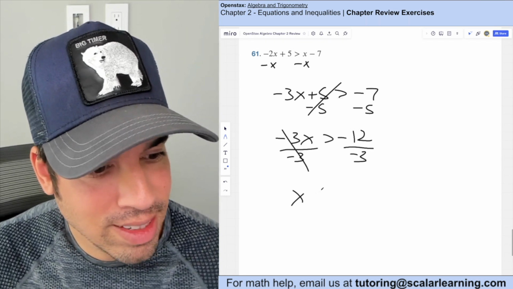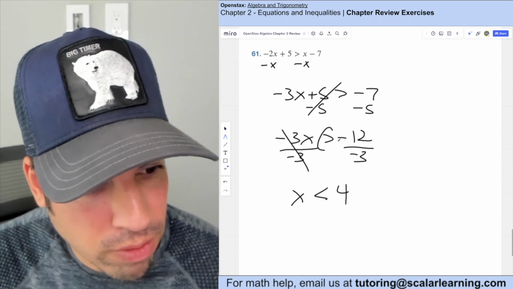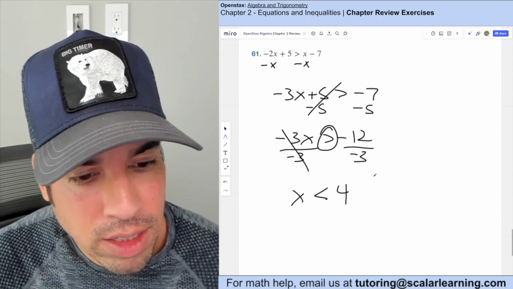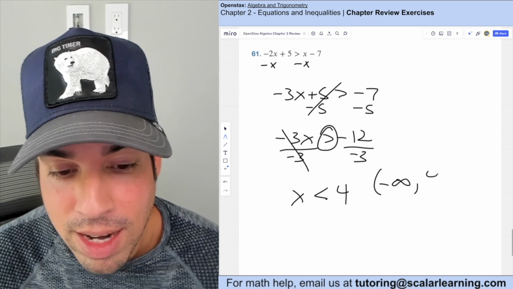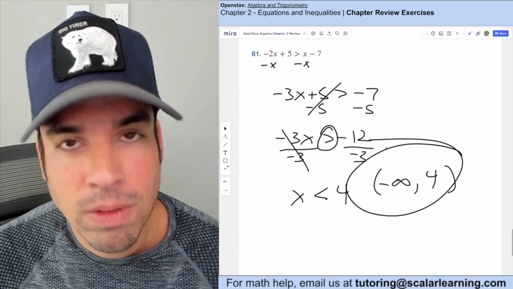We get x is less than 4, because when we divide by a negative, we flip the inequality. X is less than 4. What is that in interval notation? It's everything starting from negative infinity up to, but not including 4, which means we have a parenthesis up here. This is the answer. Done.